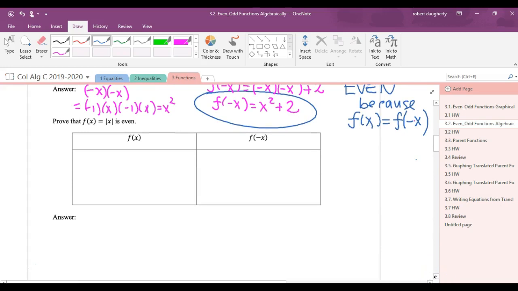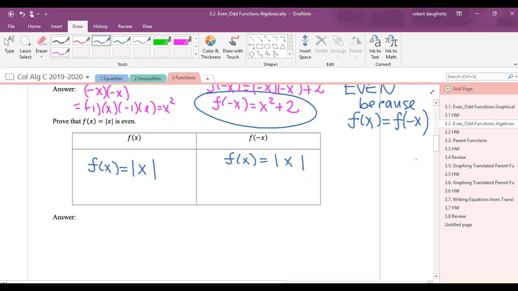So let's do the next one. I want to prove that f of x equals the absolute value of x is even. I will give you a chart that looks like this. So f of x equals absolute value of x. All I did was copy down what I had there. Now I'm going to copy that down again so that you see the steps of what is happening here.